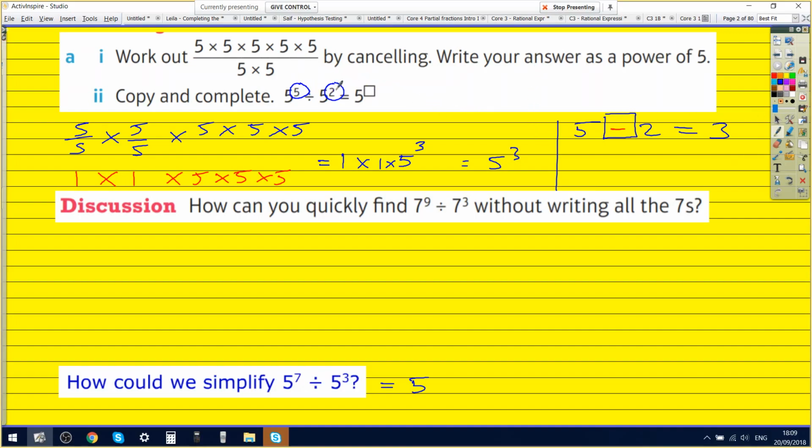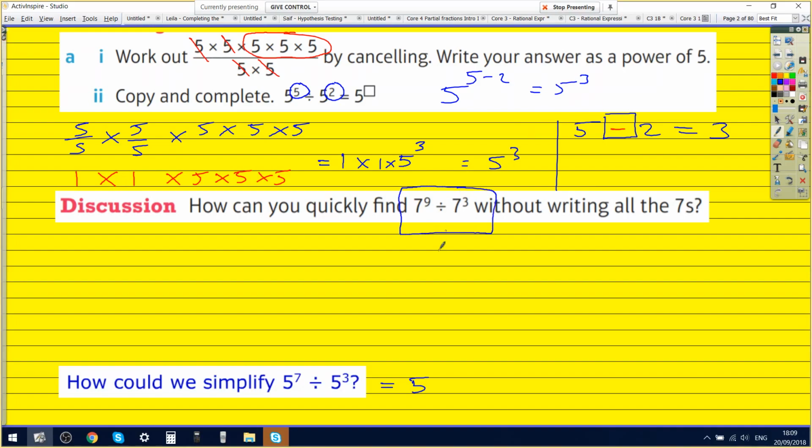And so the quick way of dividing indices is you copy the base and subtract the powers. So this one up here, cancelling down, is like that. 5 over 5 is 1, 5 over 5 is 1, and you're left with just 3 5s, which you write as 5 to the power of 3. You just copy the base, big 5, and then it's 5 minus 2, which is 5 to the 3.